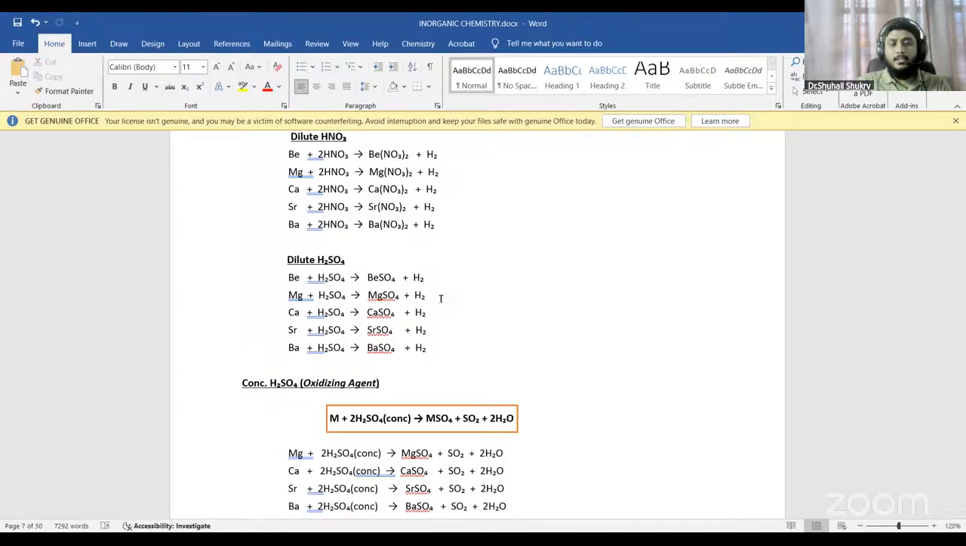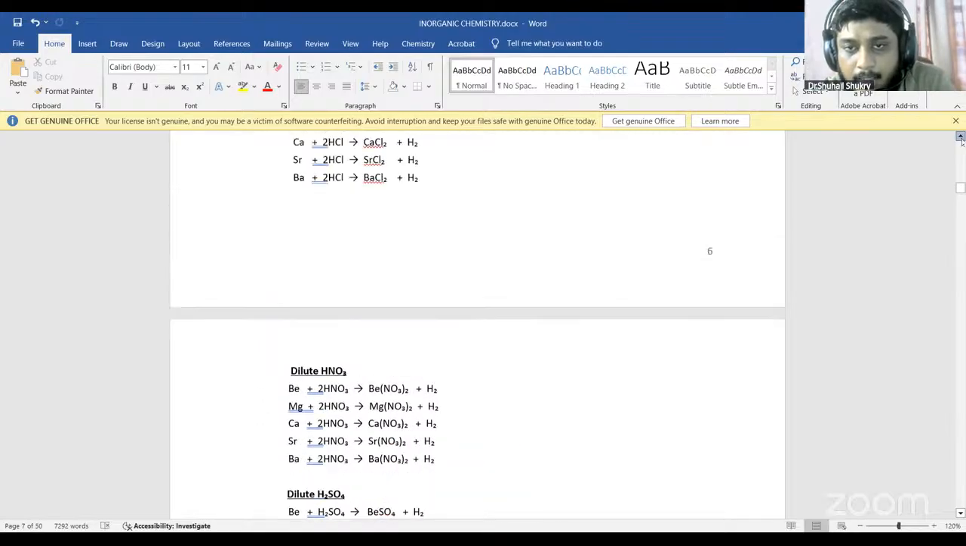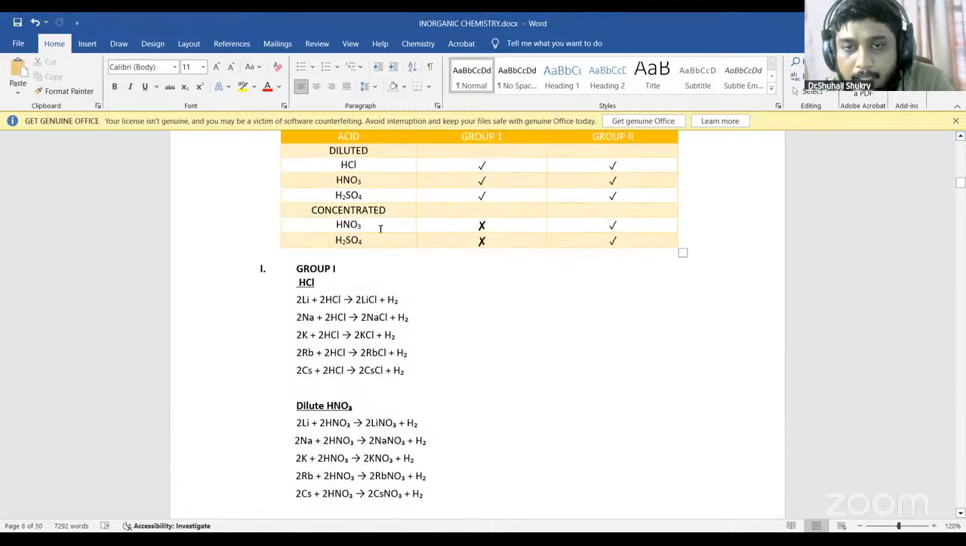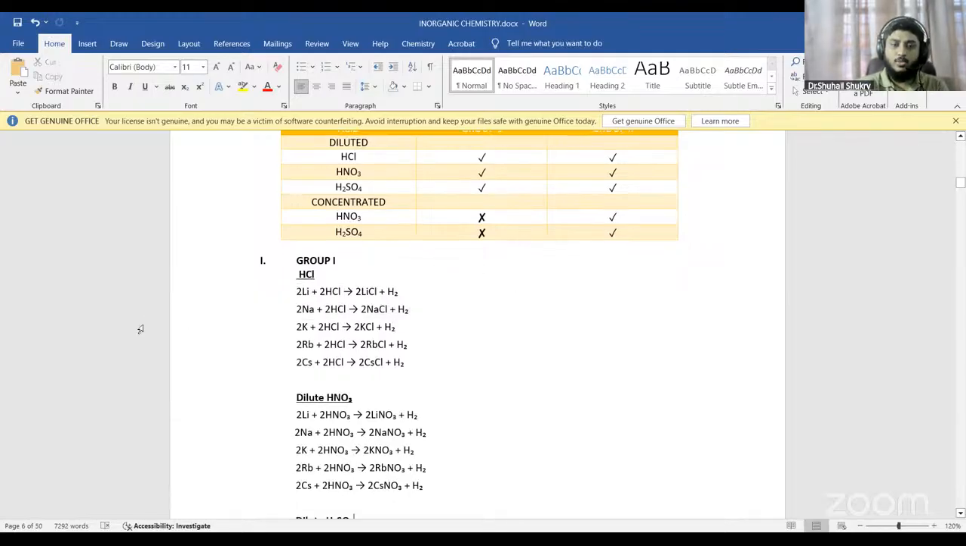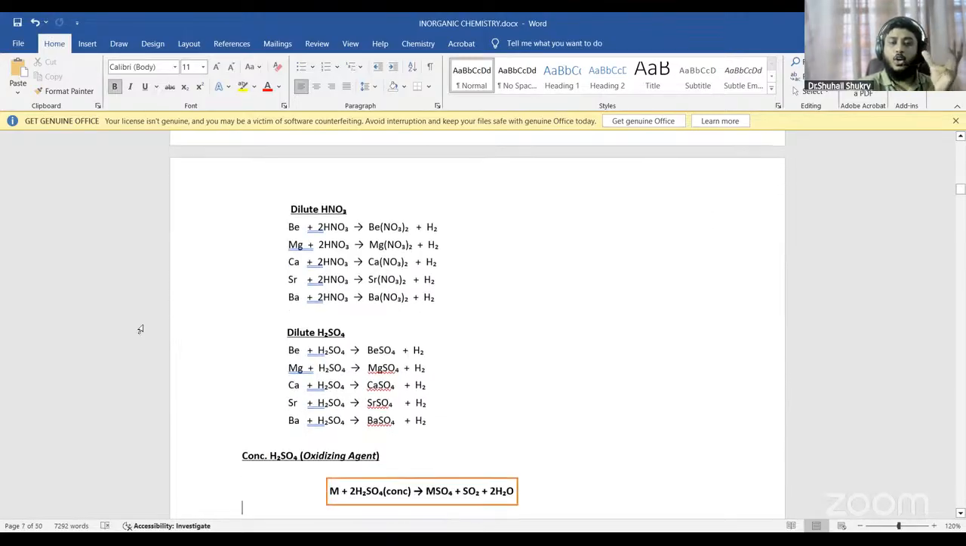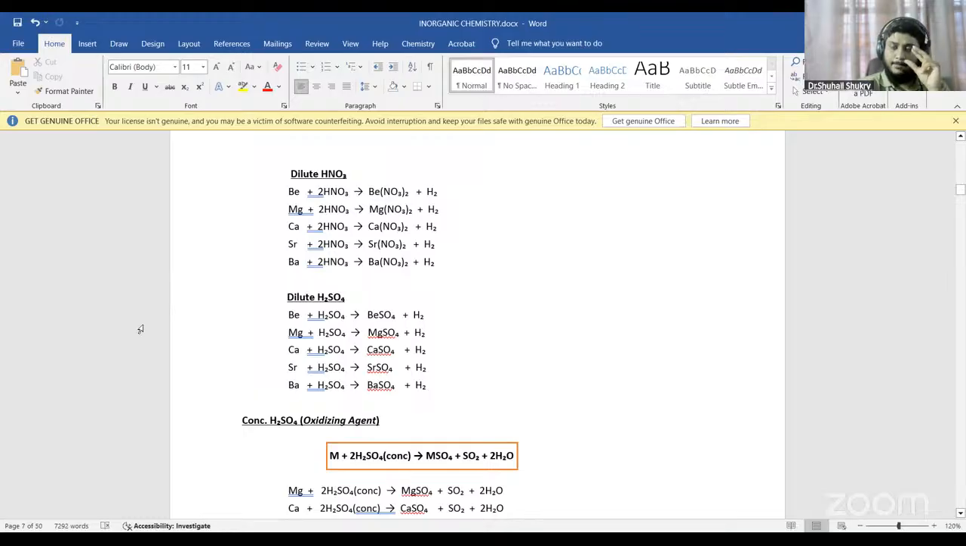And normally we don't react group 1 elements with strong, concentrated acids. If you try to react group 1 with concentrated HNO3 and concentrated H2SO4, it will cause a massive explosion. Therefore, only group 2 elements will react with concentrated HNO3 and concentrated H2SO4. The diluted and concentrated acids are different only in this.